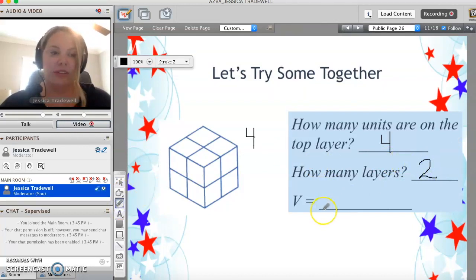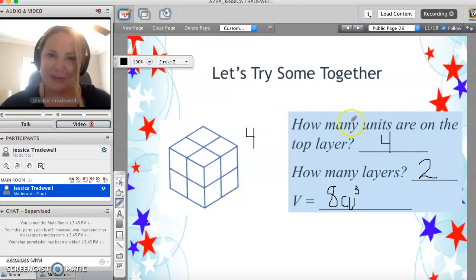So to solve for volume, you could go 4 plus 4. You could go 4 times 2. And I hope you've figured it out already. 8 cubic units. To add our little volume sign right here.